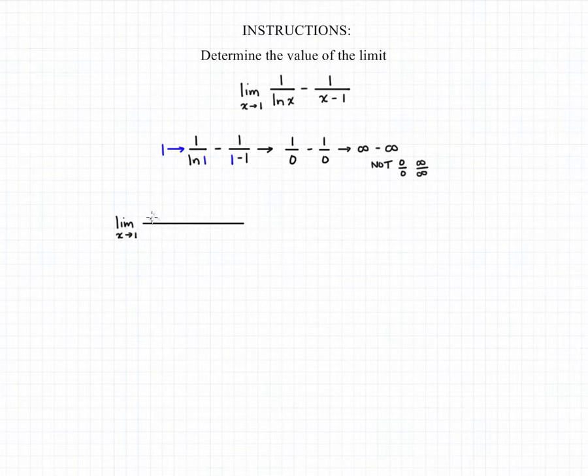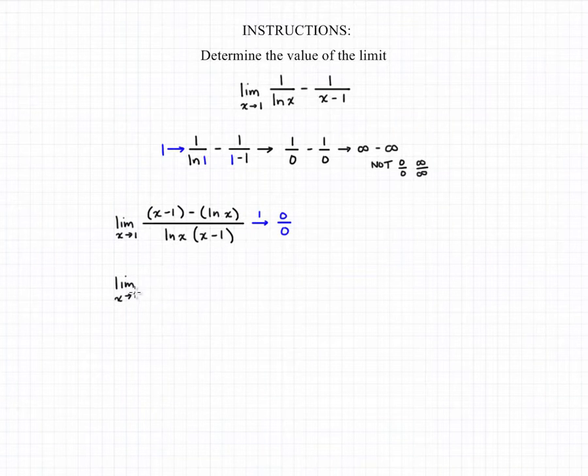And the way we do this is by combining both our fractions into a single fraction using the natural log of x times the quantity x minus 1 as the common denominator. Once we've done that, if we substitute in 1 for x, we're going to end up with 0 divided by 0, and now we can use L'Hopital's rule.